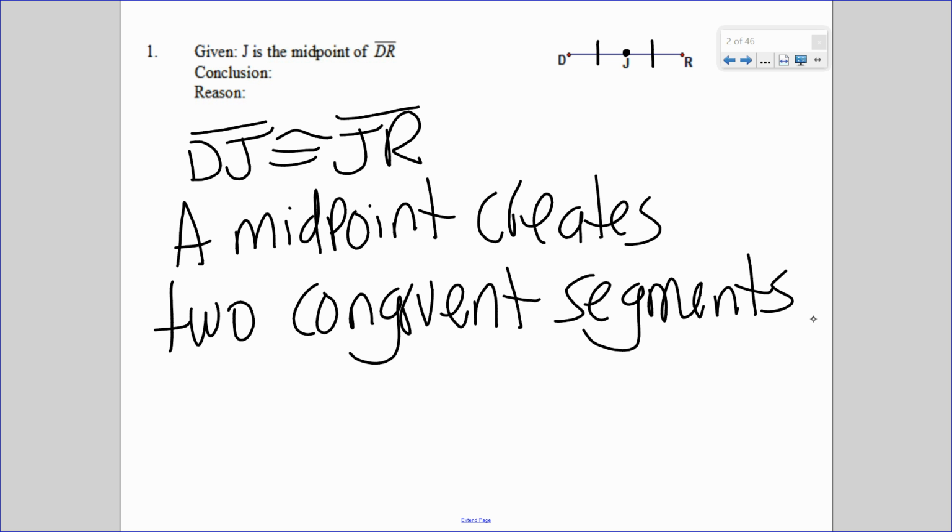So whenever they give you that something's a midpoint, your reason is going to be a midpoint creates two congruent segments, and your conclusion is going to be what those two congruent segments are. It's going to be endpoint to midpoint equals midpoint to endpoint.